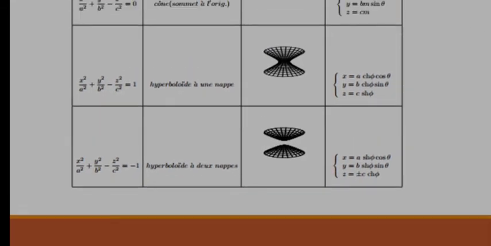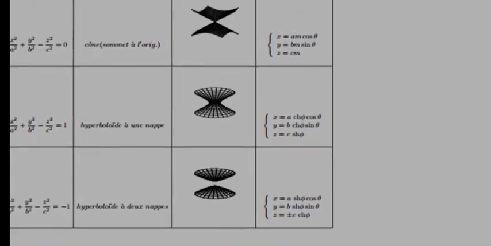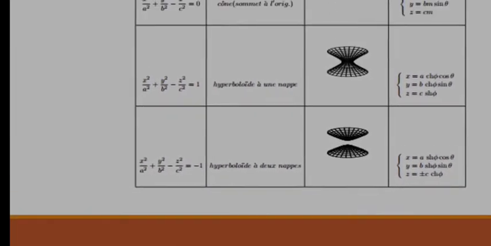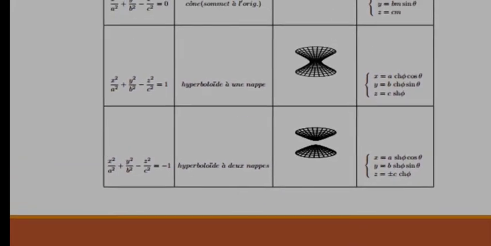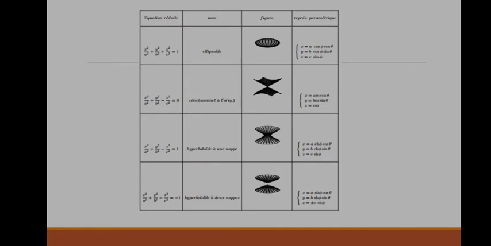The third one is x²/a² + y²/b² - z²/c² = 1. This is the standard form of the hyperboloid of one sheet, and here the diagram and the polar form are given. The fourth one is x²/a² + y²/b² - z²/c² = -1. This is the hyperboloid of two sheets, and here the diagram and polar form are given.